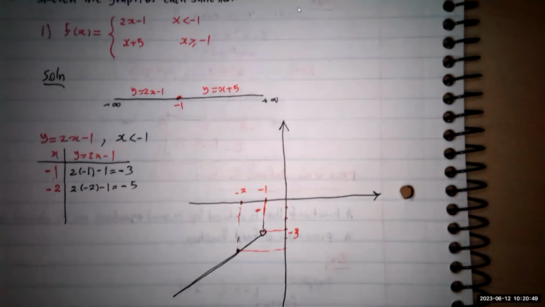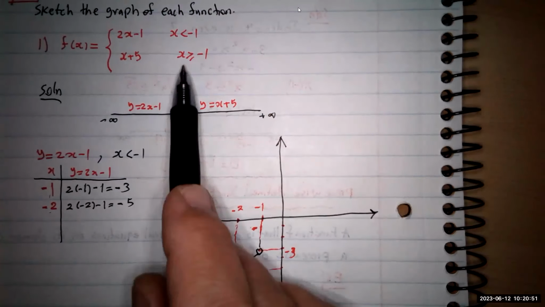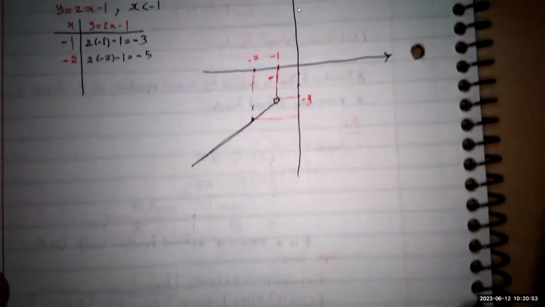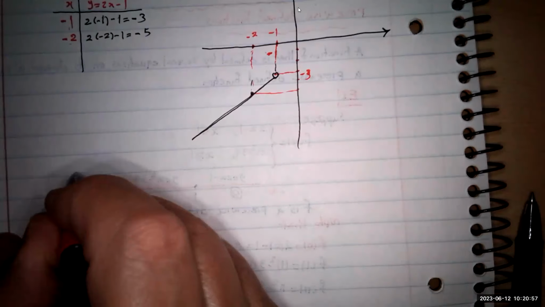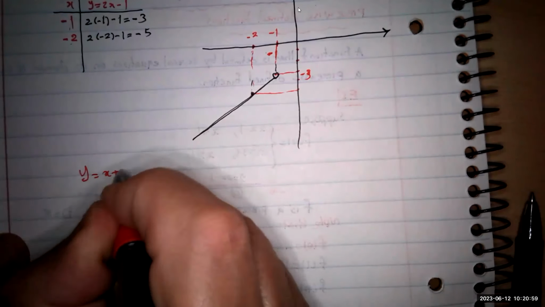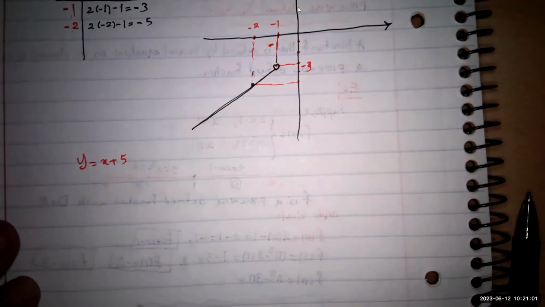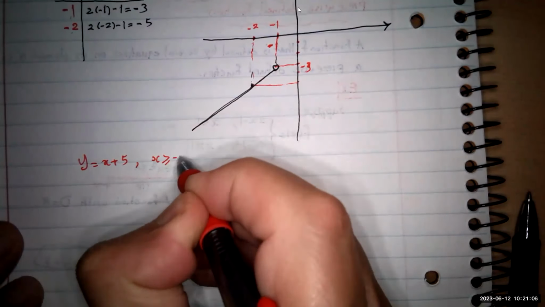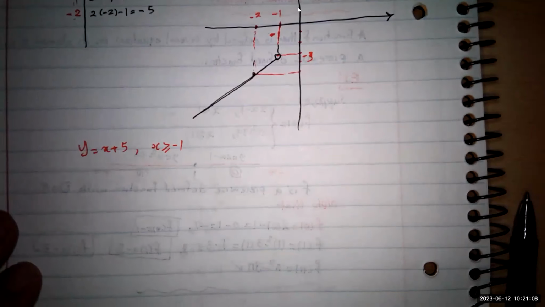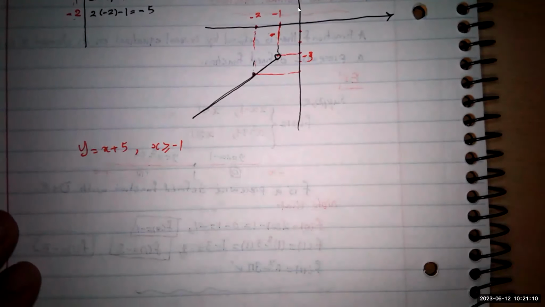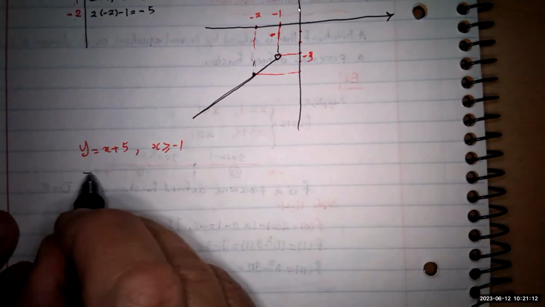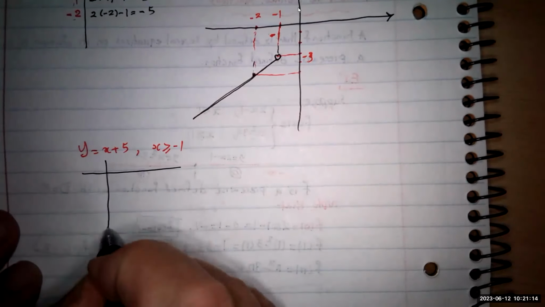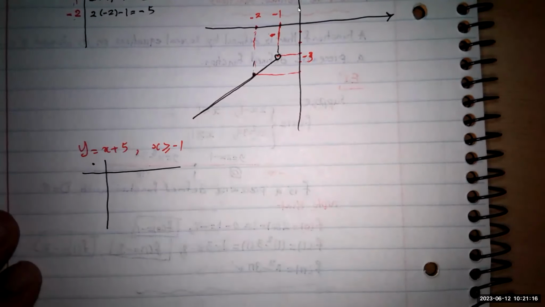We have the second portion. Okay, then -1. So let's start with the second one, y equals x plus 5, with the restriction that x is greater than or equal to -1. Same thing. Get the xy coordinates or T-chart. So that would be your x.